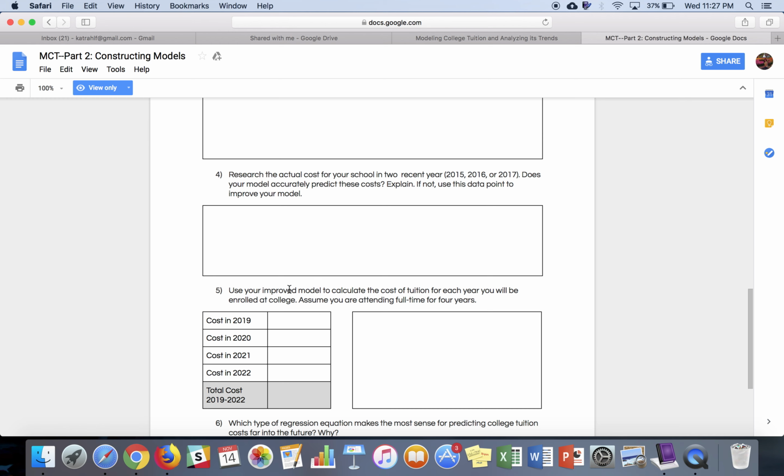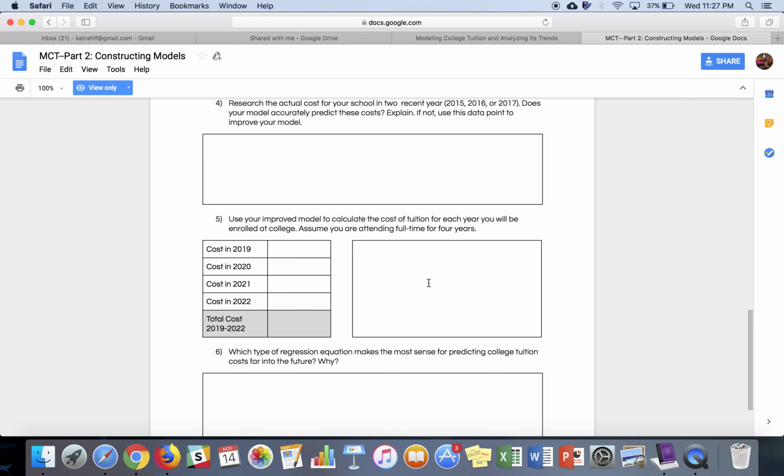And then use your improved model to figure out, now that you have a new one, what are going to be the costs of these 4 years, starting in fall of 2019, 2020, 2021, 2022. And we're assuming you're going to go for all 4 years. So you're going to have to use your model to calculate the costs. I don't remember why there's a box here. I don't think you need it.